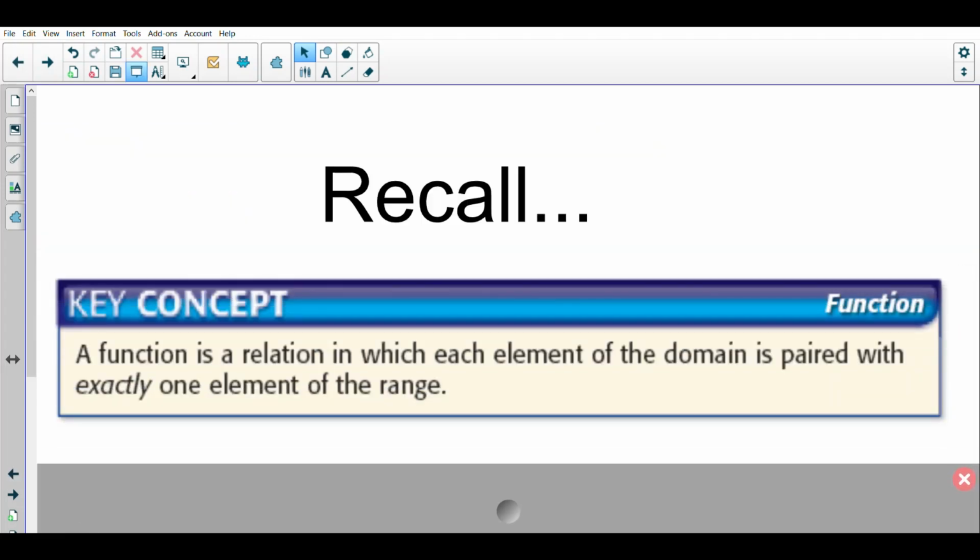Remember, a function is a relation in which each element of the domain is paired with exactly one element of the range. So, if it helps remember the Archer story, 2 arrows can go to one spot, but 1 arrow cannot go to 2 spots. So that is going to be a key element in this section.